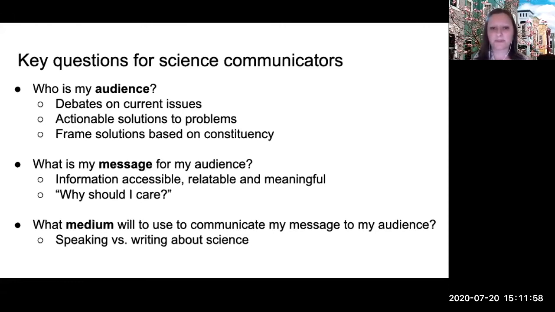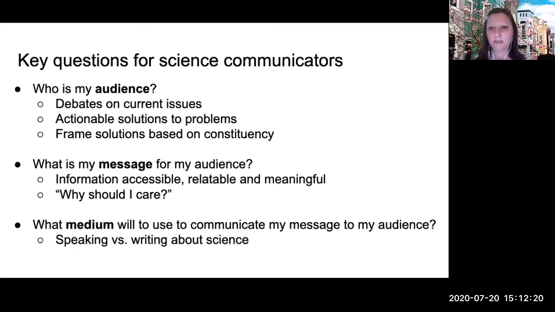So it's good to present the policy and the issue that you want to talk about, but also come up with solutions to how you think the problem should be solved. And it's important to also keep this in the context of their constituency, because they're going to care about what the constituents have to say.